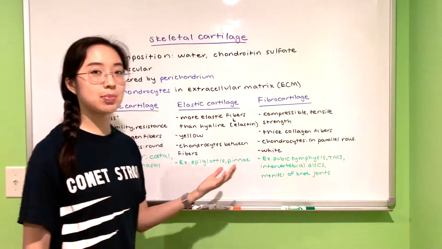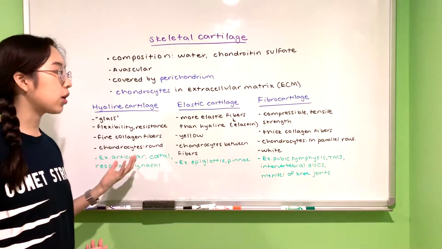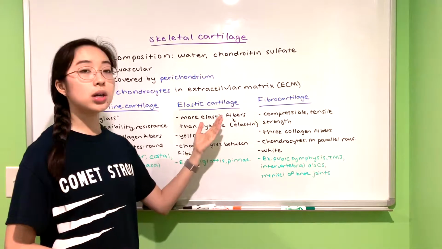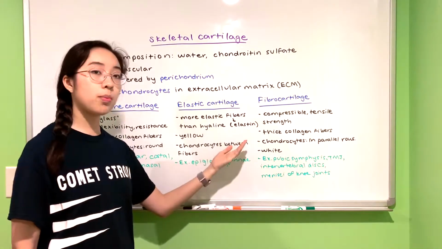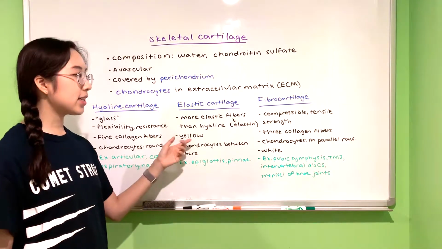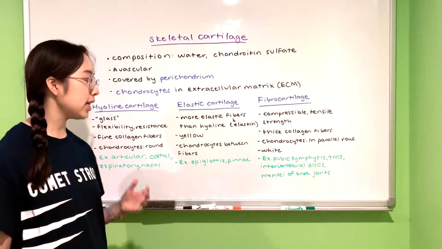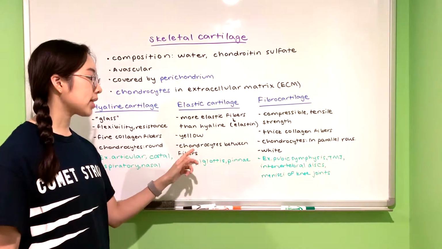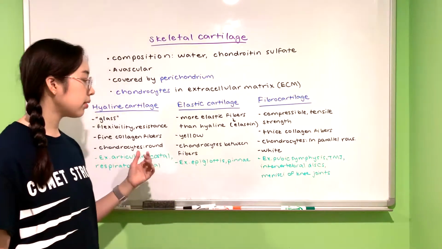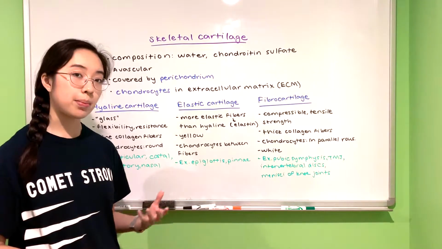Now moving on to the second type of cartilage, which is elastic cartilage. Elastic cartilage and hyaline cartilage are actually very similar, except that elastic cartilage has more elastic fibers. And this is formed by a protein naturally called elastin. And this gives it a kind of yellowish color in comparison to hyaline, which is more clear and glassy. And elastic cartilage has chondrocytes weaved in between these elastin fibers. They do also have some collagen fibers, but the composition is slightly different compared to hyaline.